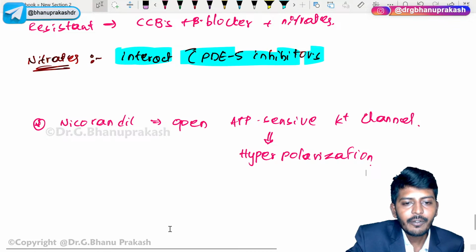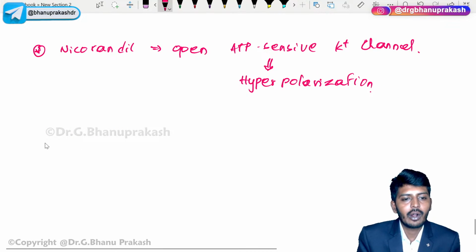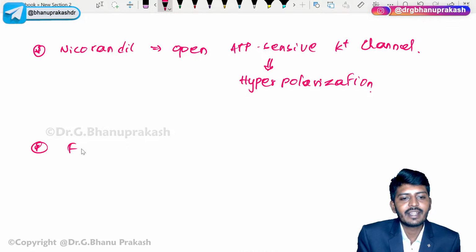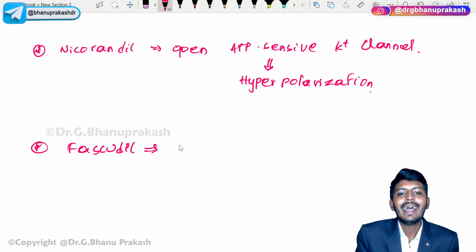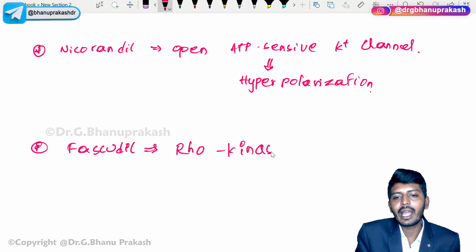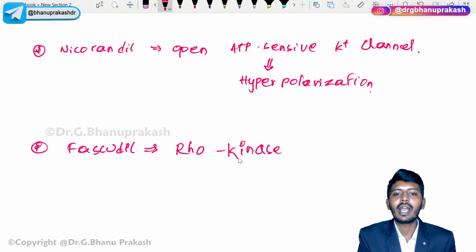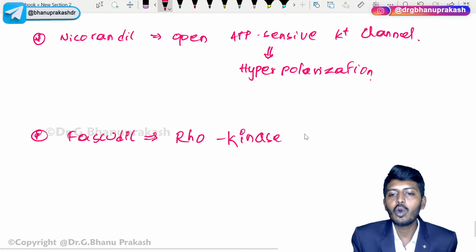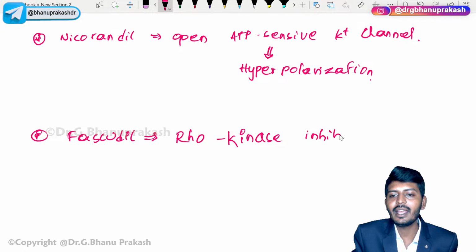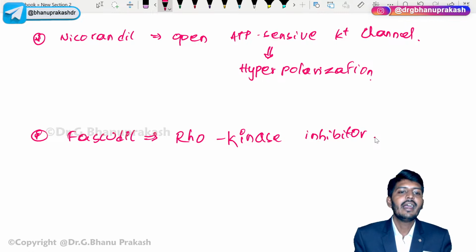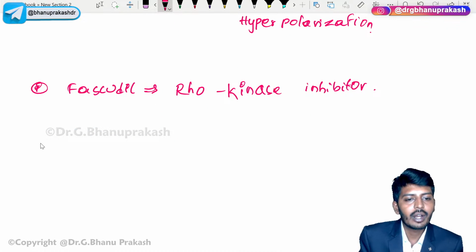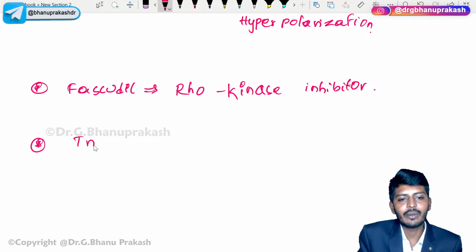That is the mechanism of nicorandil. Apart from nicorandil, we have one more drug called fasudil. This fasudil, my dear students, acts on an enzyme called Rho kinase. What is the name of the enzyme? Rho kinase. So fasudil is a Rho kinase inhibitor. Then, my dear students, we have one more drug, that is trimetazidine.